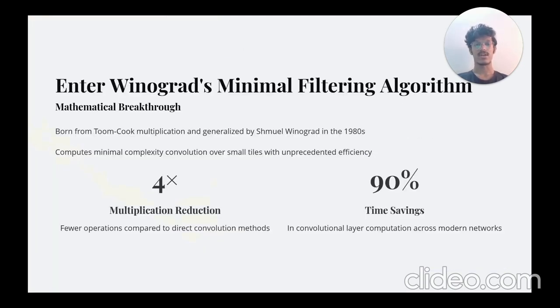So this is where Winograd's minimal filtering algorithm comes in, and let's dive into the what of the algorithm. It was born from Toom-Cook multiplication, generalized by Shmuel Winograd in the 80s. What it basically does is, instead of computing every multiplication directly when performing convolution, we try to reduce the number of multiplications so as to improve computational efficiency. As we can see, it has a 4x multiplication reduction and 90% time savings.